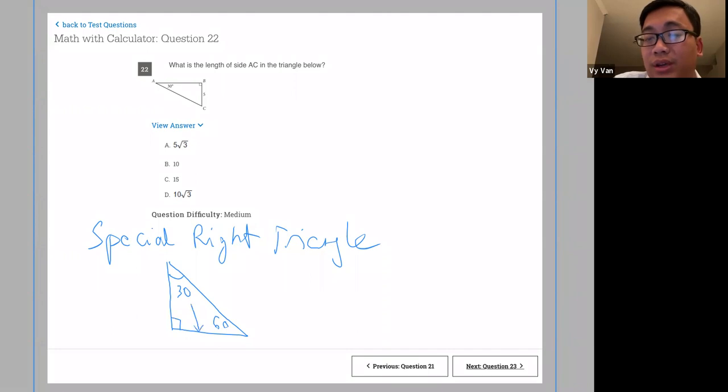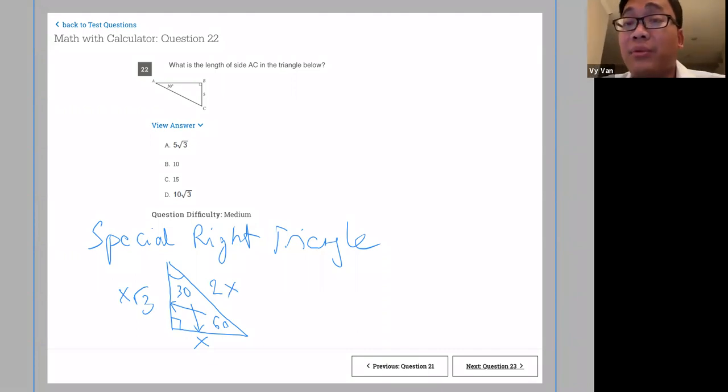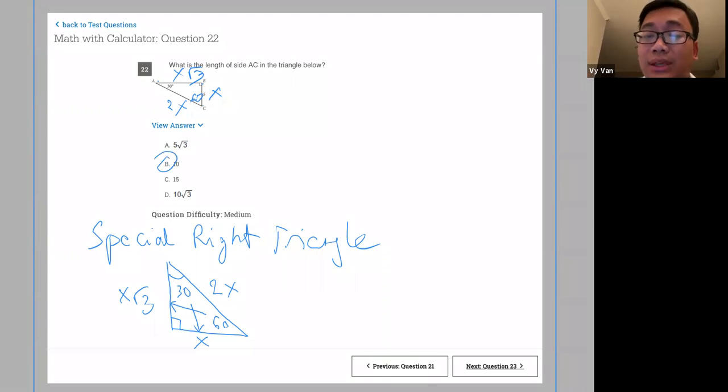So here's the formula. If the side opposite of 30 degrees is x, this side is x root 3, and this side is 2x. You have this formula on the chart, so you don't have to memorize it. So let's label this. This is x, this is x root 3, because this angle is 60, and this is 2x. What do they ask? AC, which is the biggest side. If this side is 5, this is 2x, so x is 5, 2x is 10. The answer is B.